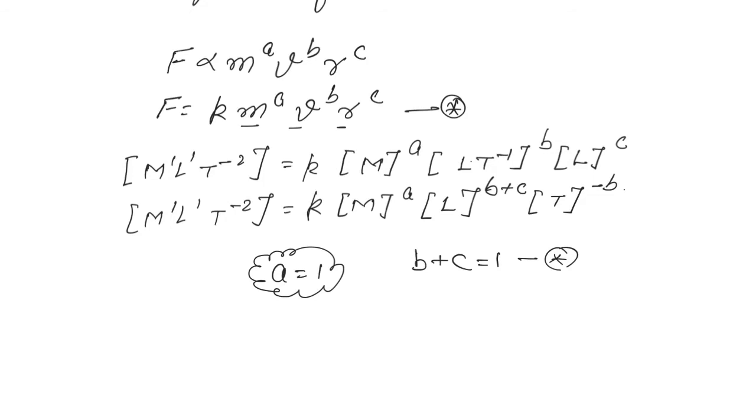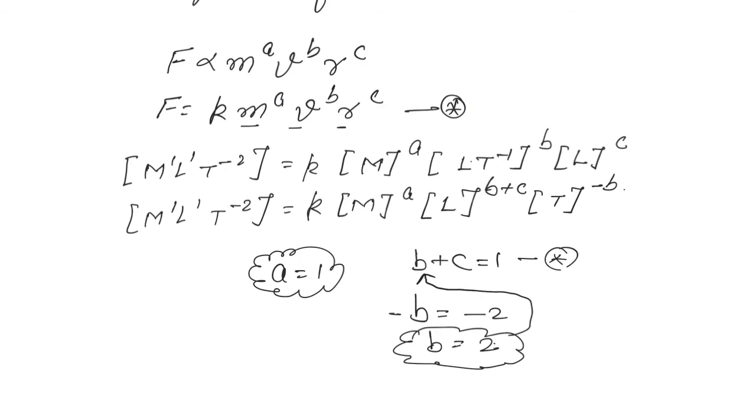Now you can see T raised to power minus B and T raised to power minus 2. So we can say minus B equals minus 2. So B equals 2. Now class, if you put B equals 2 here, what will you get? C equals 1 minus 2. So C will be minus 1.